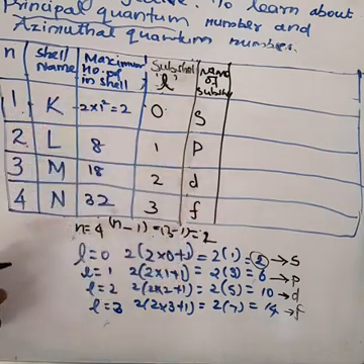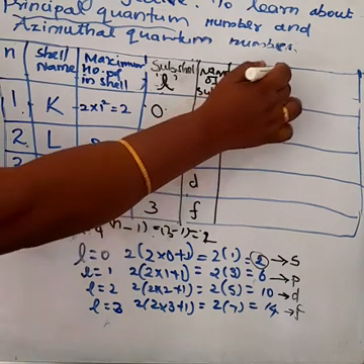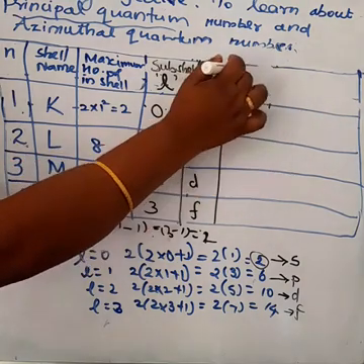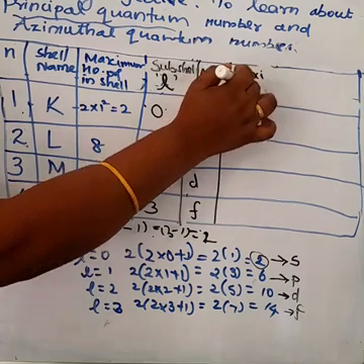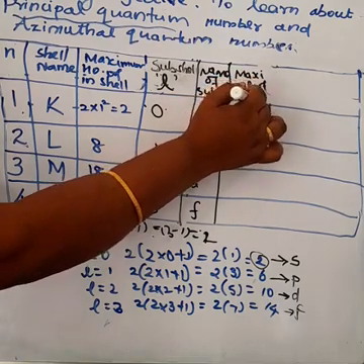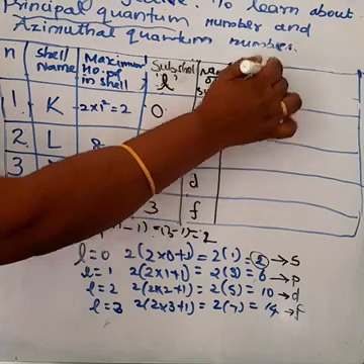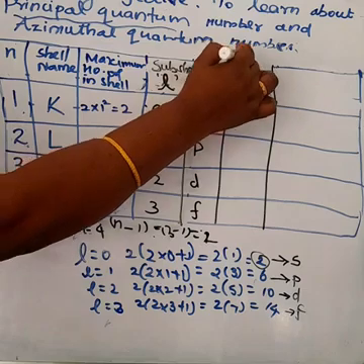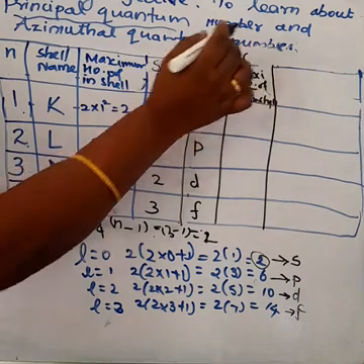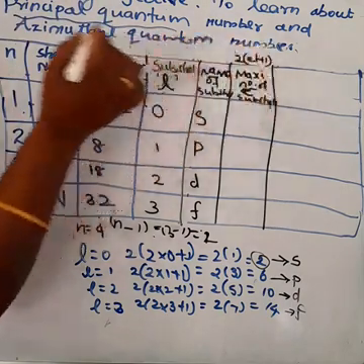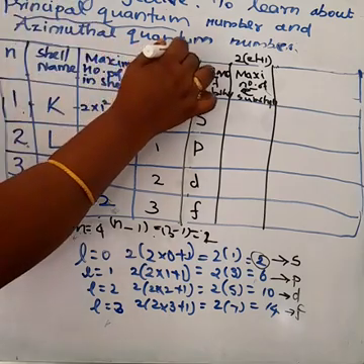Okay, understood? And the maximum number of electrons we can accommodate within the subshells or within the orbitals. How many electrons can we accommodate in each orbital? That is given by one formula. What is the formula? 2 into 2L plus 1.